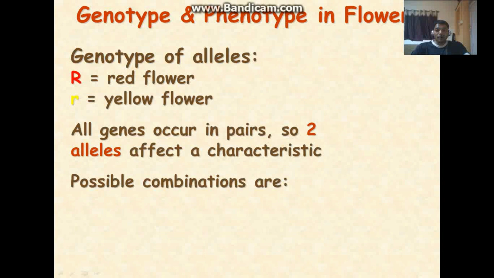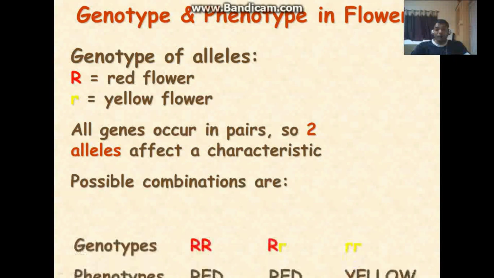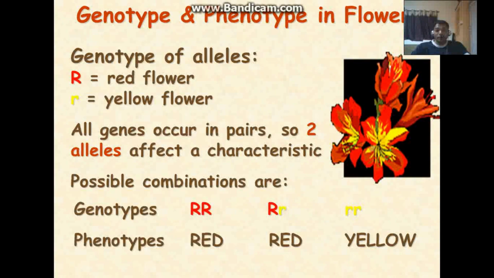All genes occur in pairs, so two alleles affect a characteristic. Possible combinations are the genotypes: red, where both characters are R, then the heterozygous condition, where R is the dominant character and the small r is the recessive character. And then yellow, where we have both the recessive characters, shown in lowercase letters.